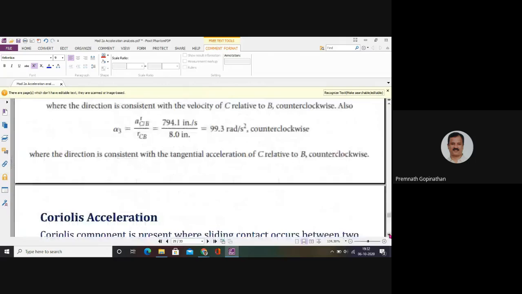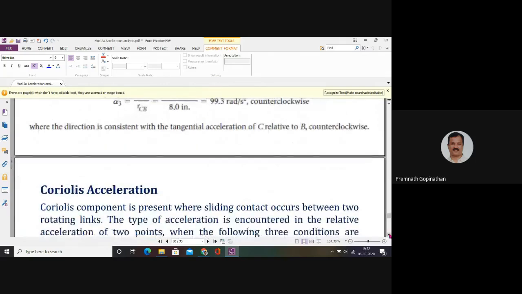Now, after this, what we need to do is consider the case of another acceleration that is known as Coriolis acceleration. This type of acceleration is present whenever a body is having a rotary motion with respect to another body. That means the body will be having both rotary as well as sliding motion. It is not just having one single type of motion. It will be having a combined motion of sliding and rotation. So in that case, we have to consider the acceleration known as the Coriolis acceleration.